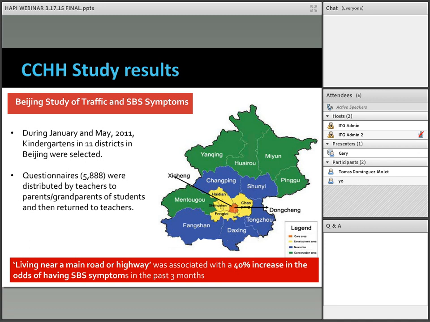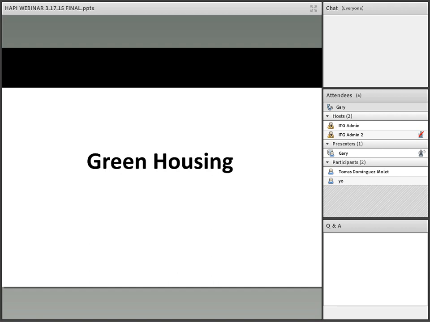So once again, we all know that ambient air pollution is a problem in Beijing. This list of sick building related syndromes is something that people developed to look at household exposures, but we see a connection with what's happening outdoors. And this is very consistent with the worldwide evidence on the relevance of traffic related pollution.